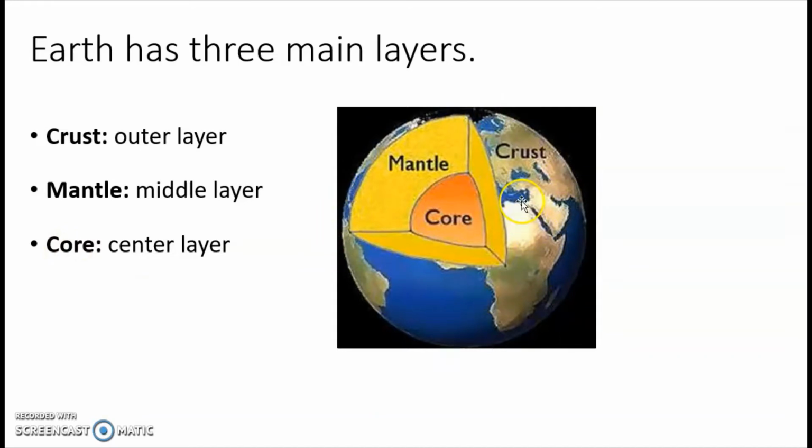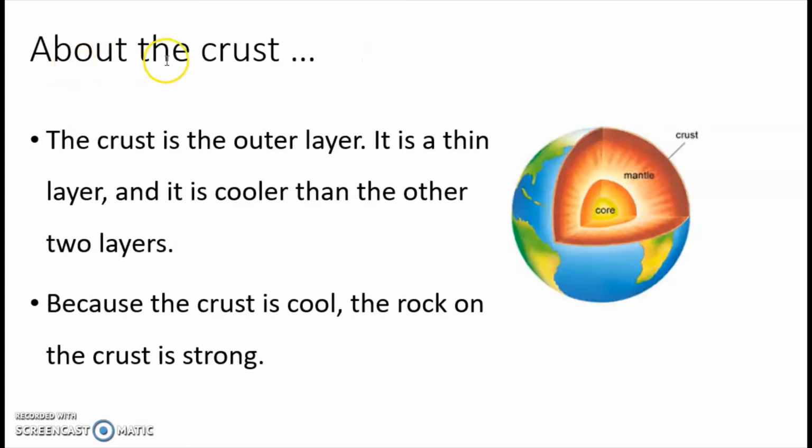This crust is not very hot. It's cool. The mantle is hot and the core is really, really hot. Okay, let's learn more about each layer. About the crust. The crust is the outer layer. It is a thin layer and it is cooler than the other two layers. So the crust is the outside layer. It's thin, not very big.